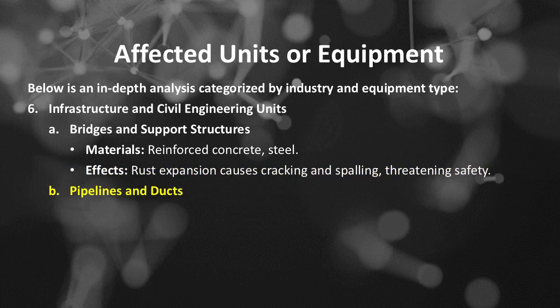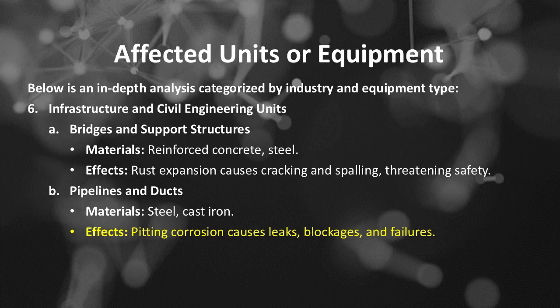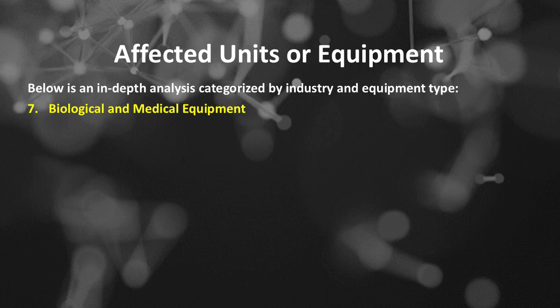Number B of infrastructure and civil engineering units is pipelines and ducts. Materials: steel, cast iron. Effects: pitting corrosion causes leaks, blockages, and failures. Number 7 of oxidation affected units or equipment is biological and medical equipment.